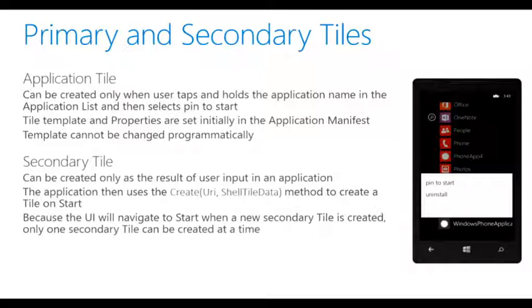And you set the properties for that tile, the application tile, in the application manifest, the initial ones. You can change them programmatically after the app has been installed, so you can run code to change them. The other ones, secondary tiles, you will create in code as a result of the user interacting with your app. So you can create great experiences, and each secondary tile has a unique navigation URI, so they can go to a special page in your application.